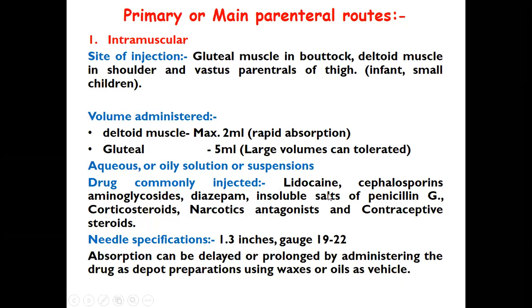Drugs commonly injected are lidocaine, cephalosporins, aminoglycosides, diazepam, insoluble salts of penicillin G, corticosteroids, narcotic antagonist, and contraceptive steroids. These are administered through intramuscular route. Needle specification for the specific route is 1.3 inches, and the gauge will be 19 to 22. Absorption can be delayed or prolonged by administering the drug as liquid preparation using waxes or oils as vehicle.